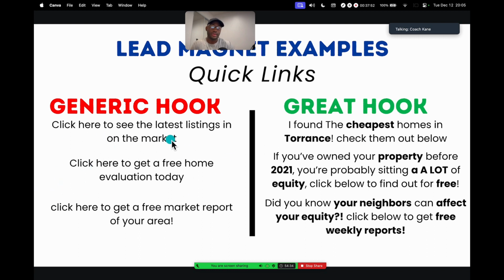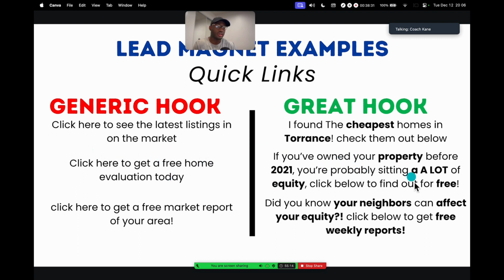Another example right here. Click here to get a free home evaluation today. This is something KV Core will automatically do for you, or you might send out an email, or you might send a postcard or a flyer out there with this on there. Again, there's nothing wrong with that. There's nothing wrong with generic hooks, but with the same amount of effort or money you're spending to send out those marketing materials, just changing how you phrase things to best communicate with the demographic you're trying to communicate to, you can change the phrasing.